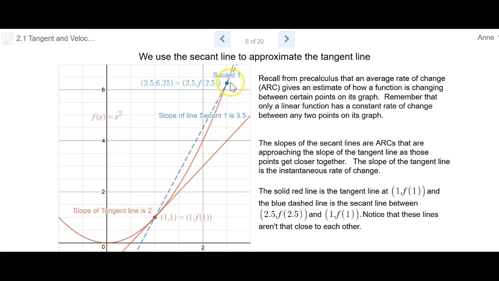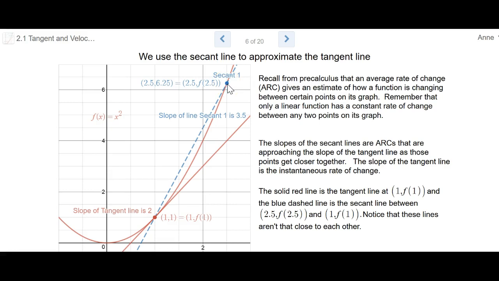So we're going to be using secant lines to approximate the tangent line to a function at a point. So what we're going to be doing is moving a point closer and closer to a particular point on the line, in this case 1, 1. So in this case my other point is the point 2.5, f of 2.5.